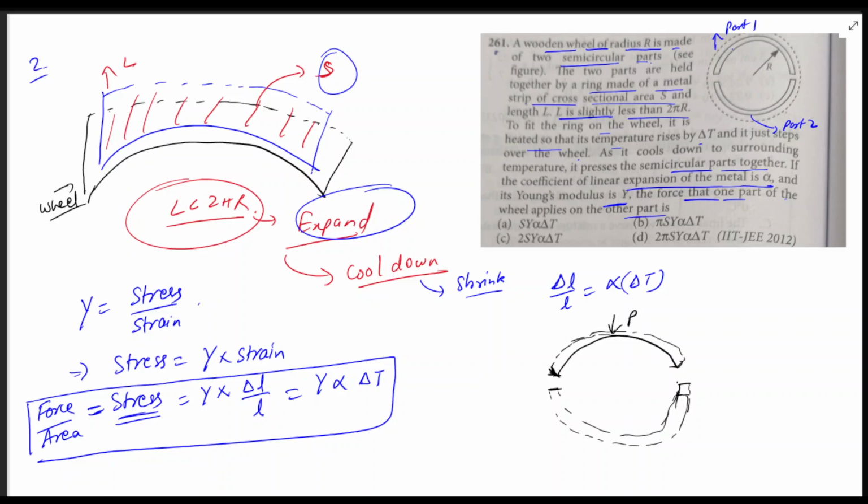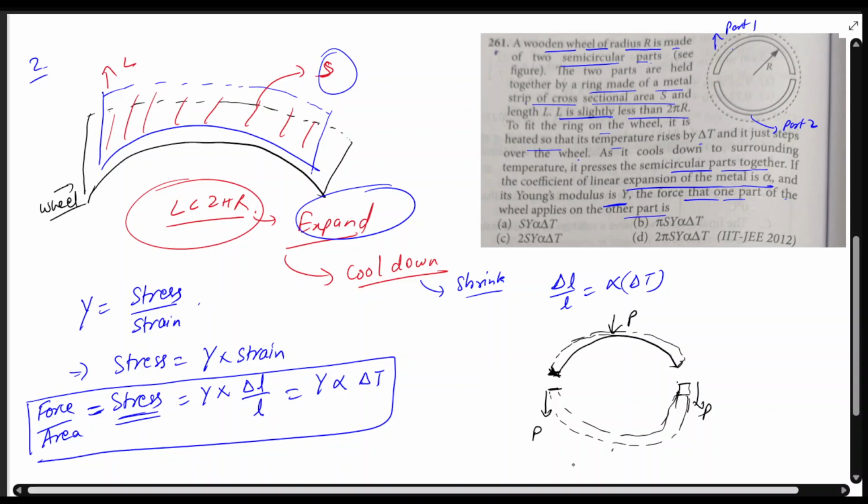So if pressure is applying here, this part of the wheel will be applying a pressure here as well as here. This strip will be applying a pressure here, and this part will be applying pressure here. As per Newton's third law, every action has an equal and opposite reaction. So on this part, the same pressure will be here, and the same pressure will be here.